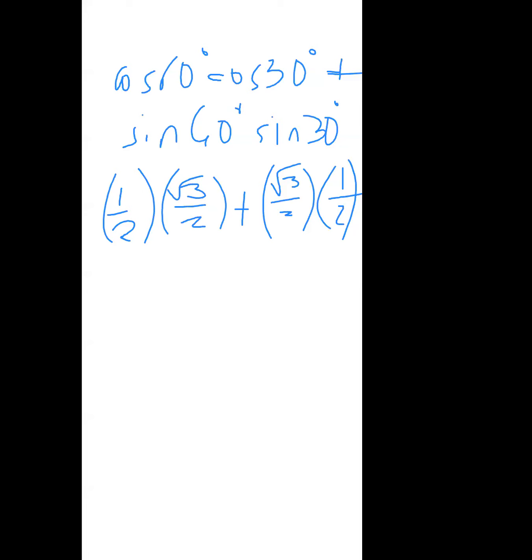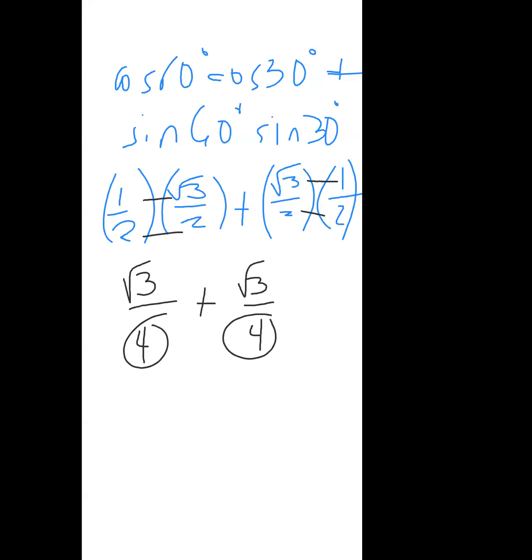So, we have 1 times square root of 3, that is square root of 3. 2 times 2, that is 4. Plus, ganun din, square root of 3 times 1 is square root of 3. 2 times 2, we have 4. So, same sila, di ba? So, 1 plus 1, we have 2 square root of 3 over 4.